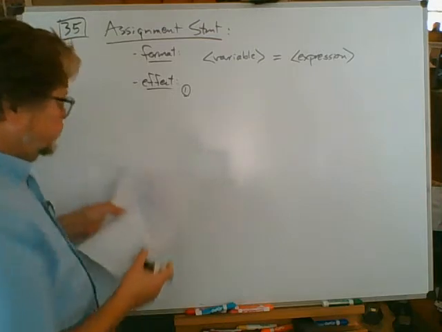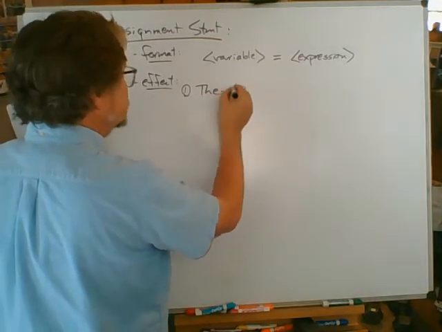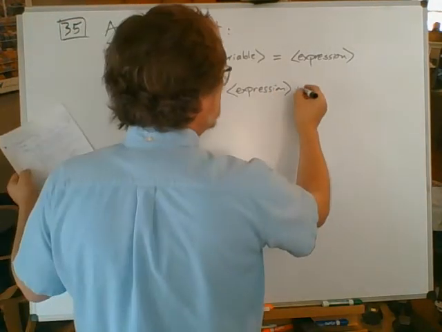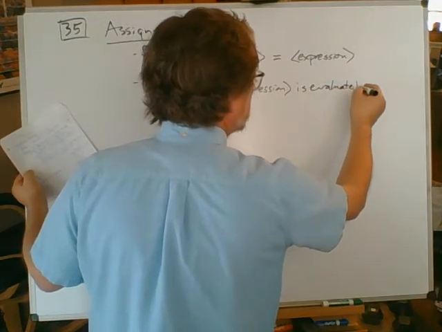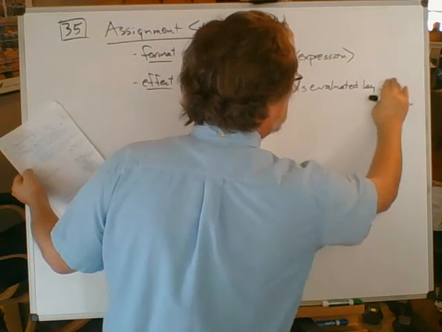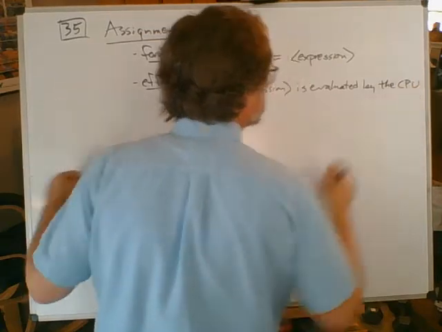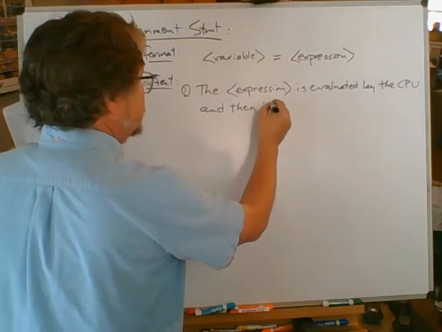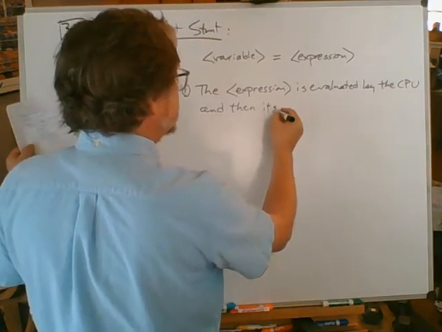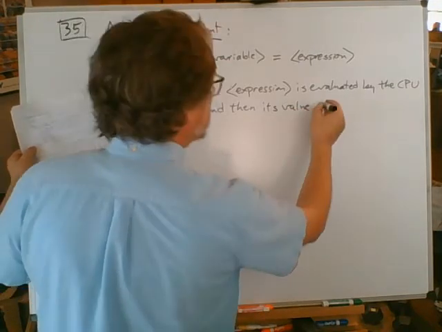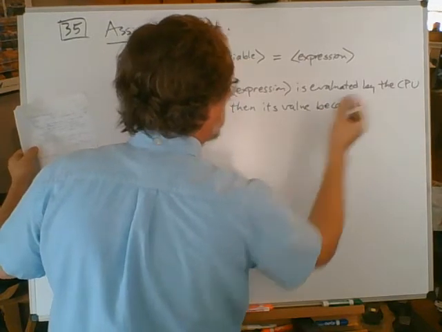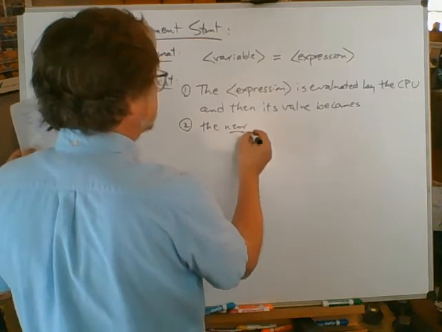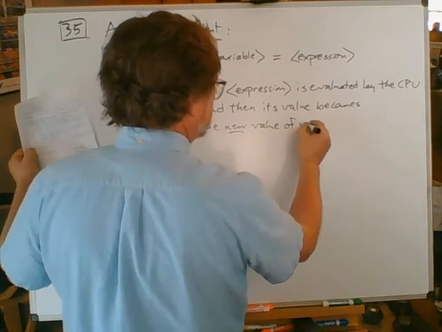The effect of this: two parts. Part number one, the expression, in pointy brackets, whatever we filled in the blank with for the expression, is evaluated by, we know who, by the CPU, because it's the thinking part with the ALU inside it. And then its value, well, it being the expression, not the CPU's value, then its value becomes... pause dots, part two. The new value of variable, in pointy brackets.